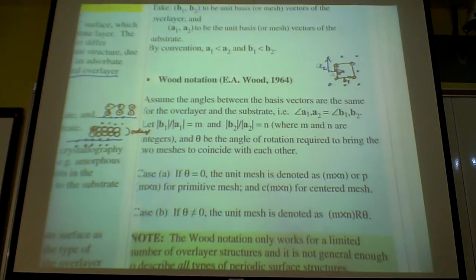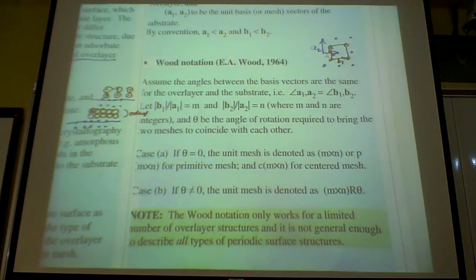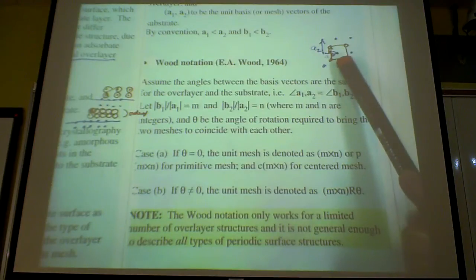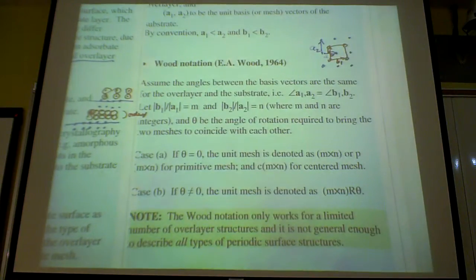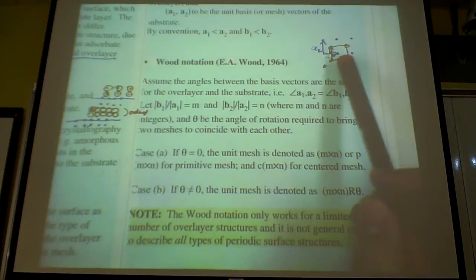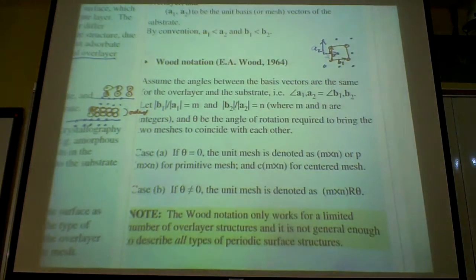So that's the logistic that one is trying to do. The first notation started in 1964 by Woods. It is a very simple one. We assume that the angle formed between A1 and A2, and the angle formed between B1 and B2, these two sets of vectors, are the same. Okay, but they don't need to be. Of course, we're just talking about a rather restricted class of overlay structure. If the grids happen to have the same mesh angle, then you can use the Wood notation. It's very transparent and very easy to use. That's why people are still using this Wood notation.